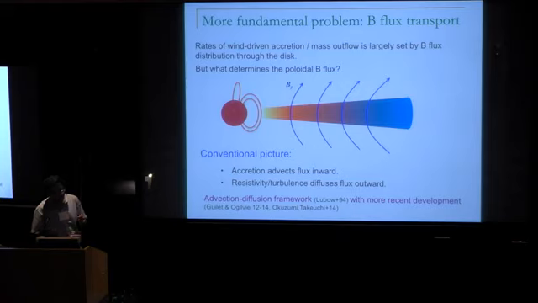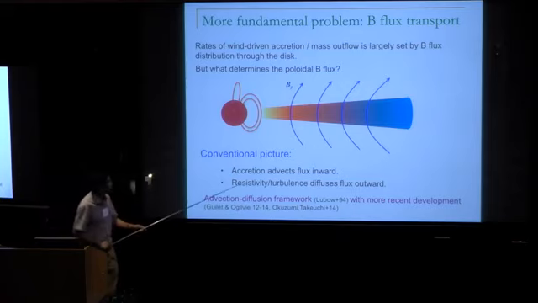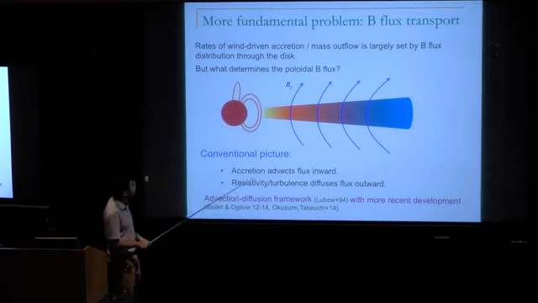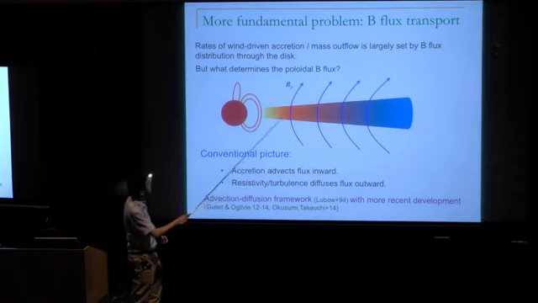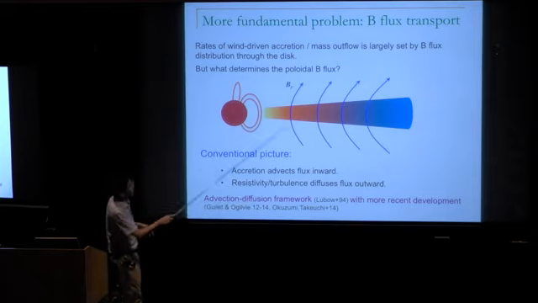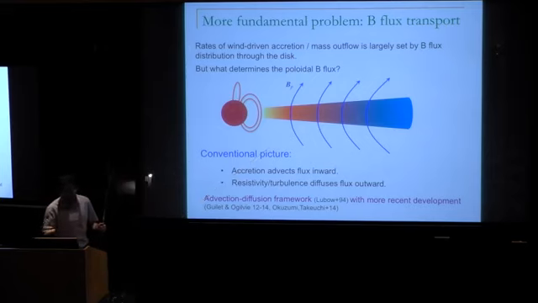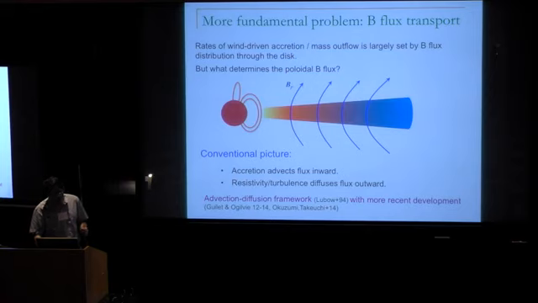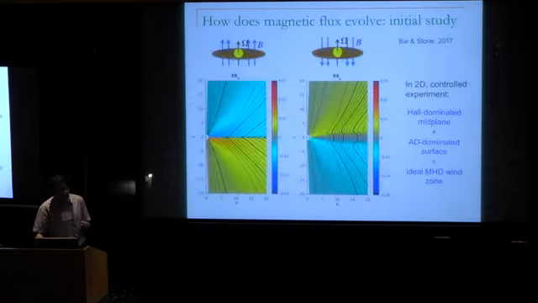And this falls into the problem of magnetic flux transport. Conventionally, that's understood as a balance between accretion, which tries to advect magnetic flux inward, and dissipation, either turbulence or resistivity, that tends to diffuse magnetic flux outward. And whether you get flux transported in or out depends on which effect wins. But now we don't have much turbulence, and also we have other non-ideal MHD effects. So the question is which direction does magnetic flux move?